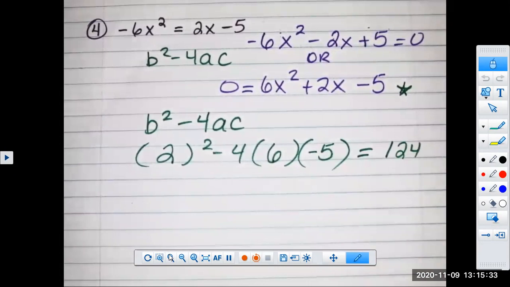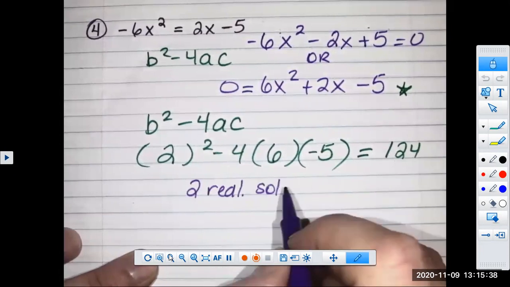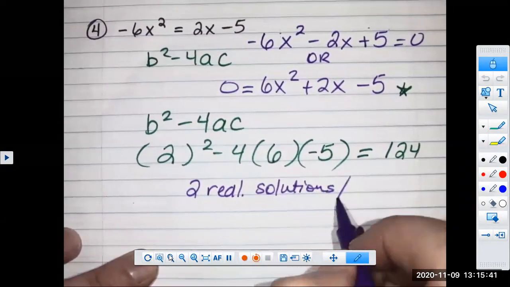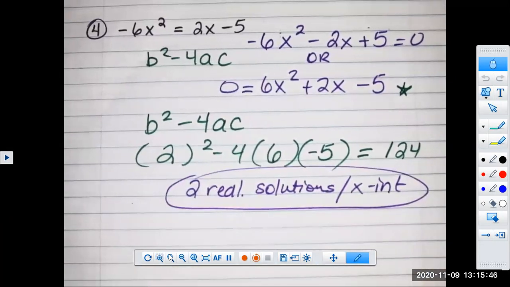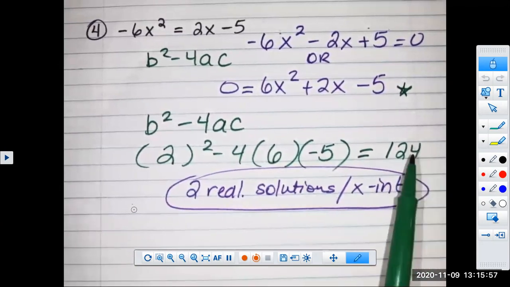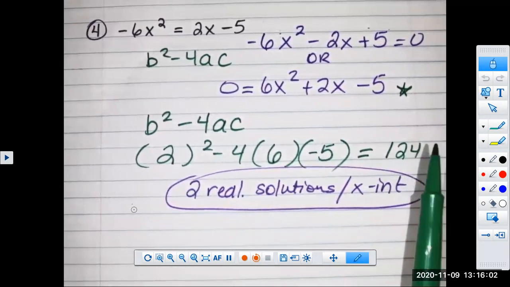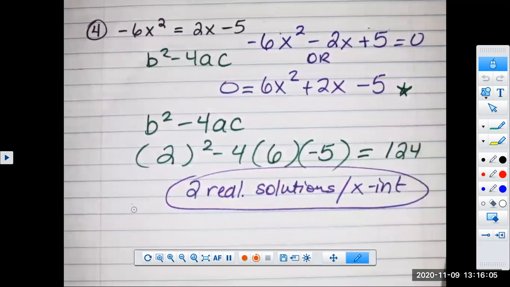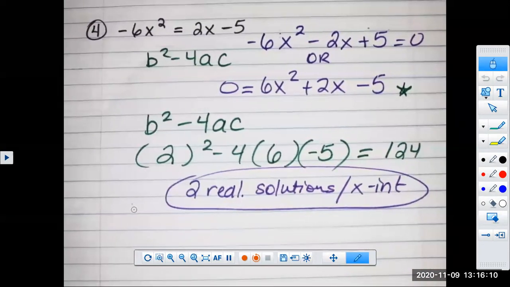So how many real solutions? Good. How many x-intercepts? Good. Real solutions or x-intercepts. If the number that you get is positive, you have 2 real solutions. If the number that I get out is negative, I have no real solutions. And of course, if I get 0, I only have 1. Does that make sense? Was that what you were asking? Okay.